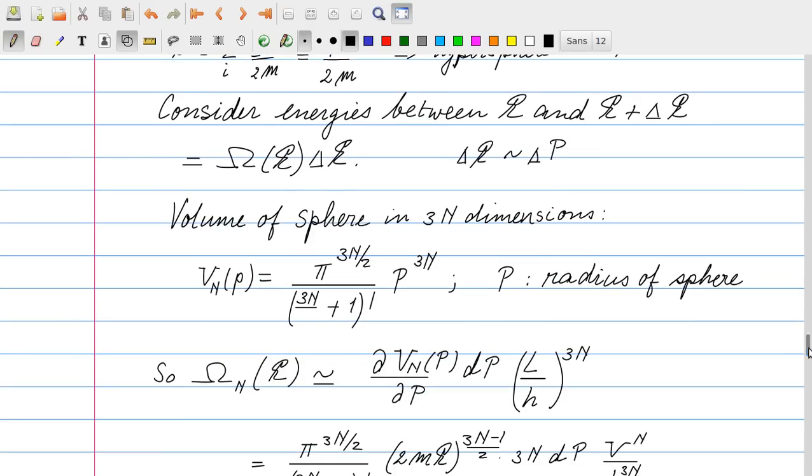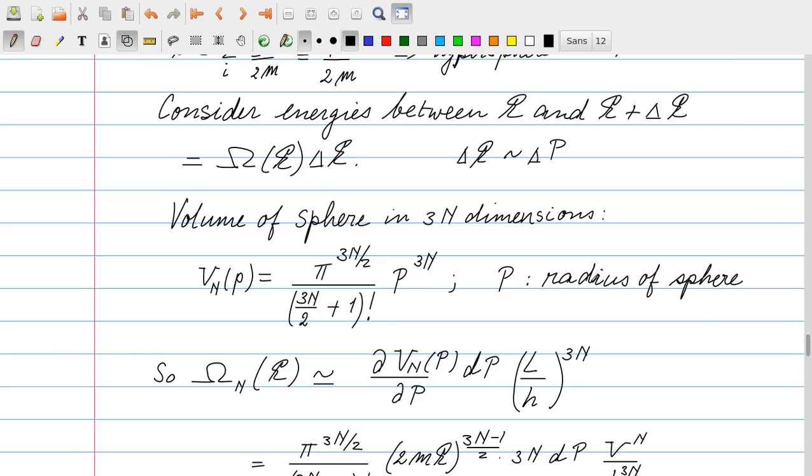And in order to count the number of points that are found in that finite thickness shell, we first look at the volume of a sphere in 3N dimensions. You can find that volume in math books, and you can find it on Wikipedia. It turns out to be given by π to the power 3N over 2, divided by the factorial of (3N over 2 plus 1), times p to the power 3N, where this p here is the radius of the sphere.